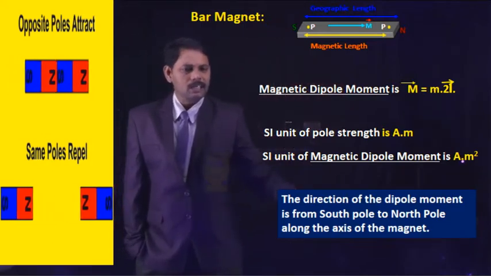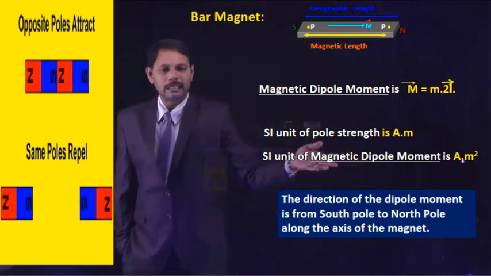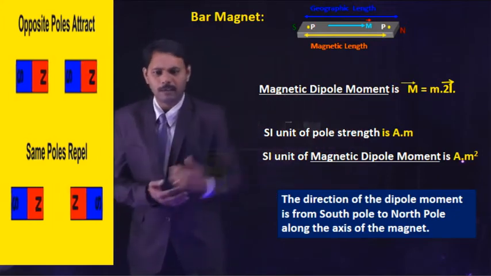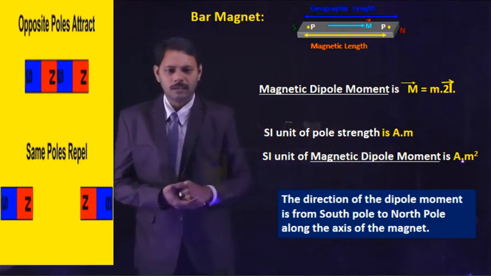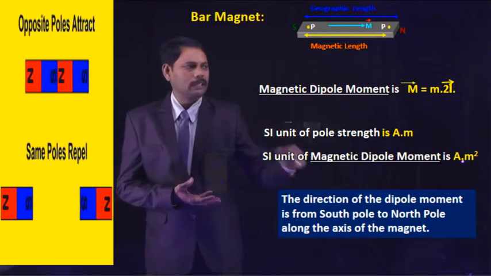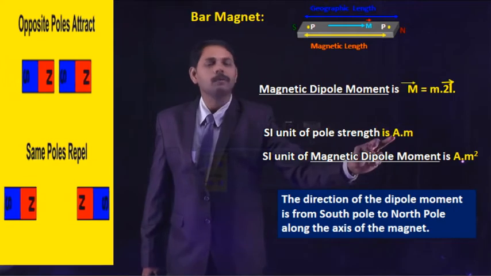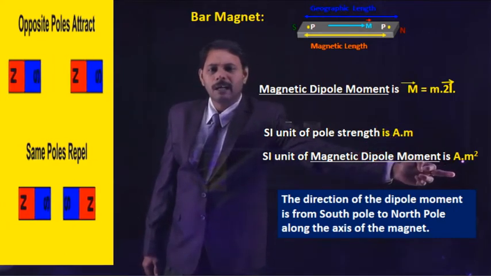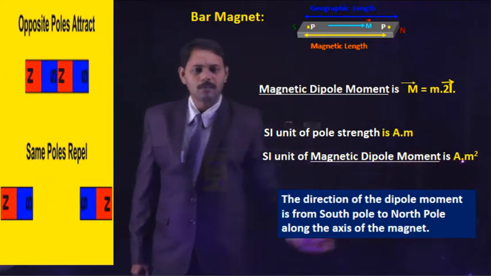The direction of magnetic moment is along the length of the magnet, directed from the south pole to the north pole of the magnet, and its magnitude is m into 2L. The SI unit of pole strength is ampere meter, whereas the SI unit of magnetic dipole moment, which is pole strength into length, is ampere meter square.